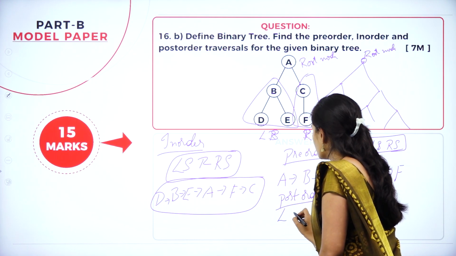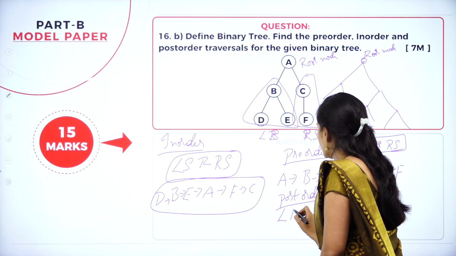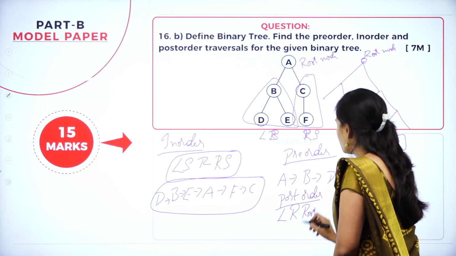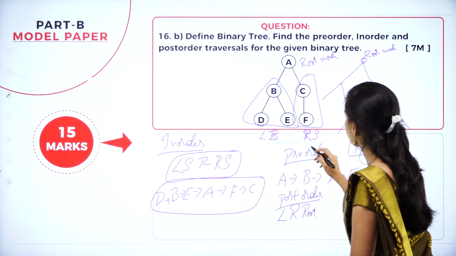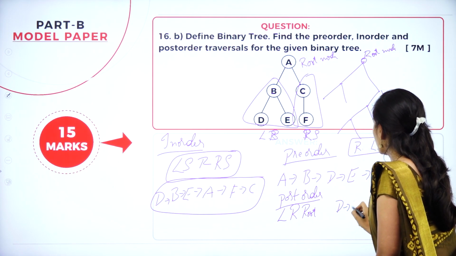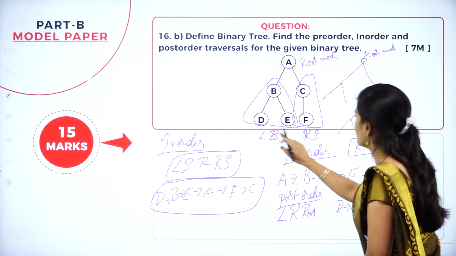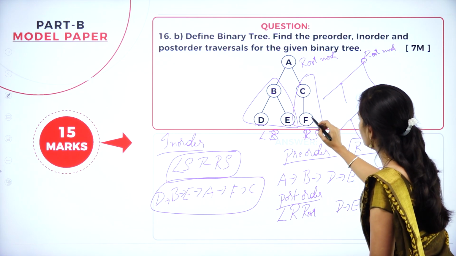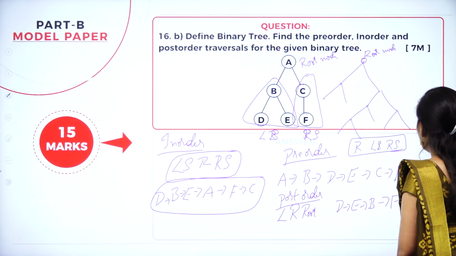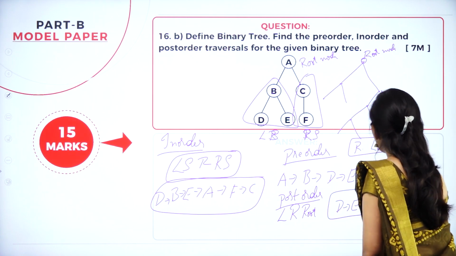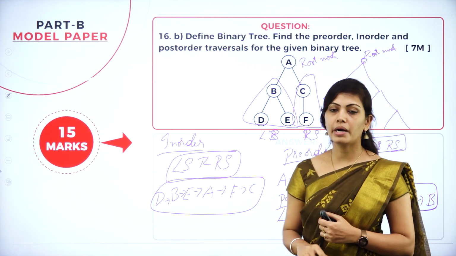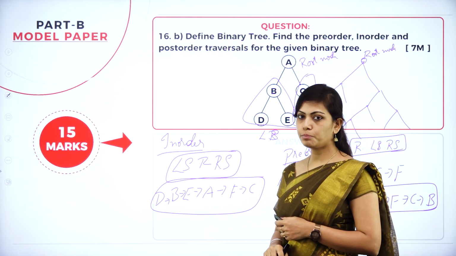And next is post-order. So post-order means first left subtree and next is right subtree and then it is the root node. So here it is. First left subtree D, E, then B, and next is F, C and A. This is post-order. Is it clear? So this is about your binary tree and in-order, pre-order and post-order.